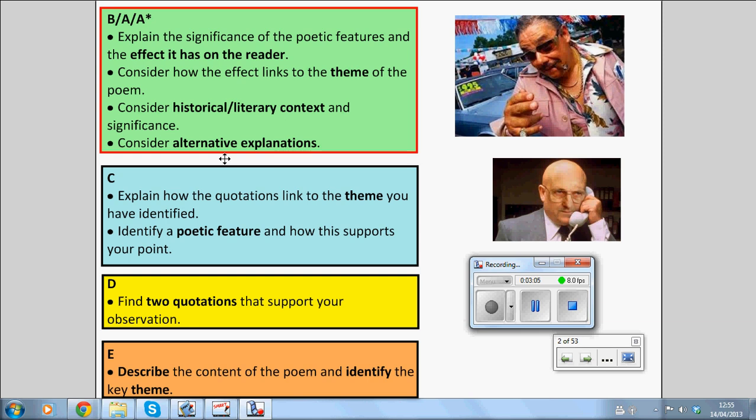So that's why the 7 stages and using the 7 stages is a really good way of answering this question. If you can do the 7 stages well, then you'll be able to achieve the B, the A star.